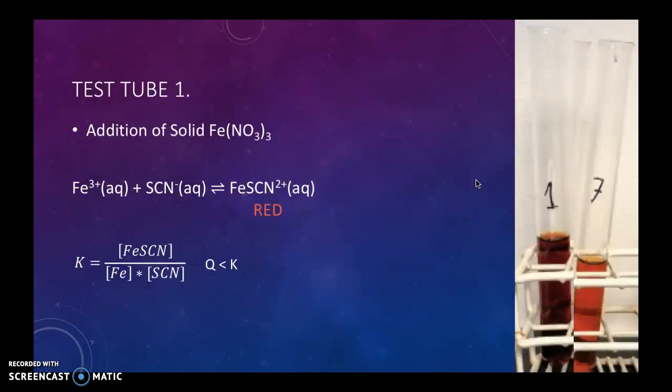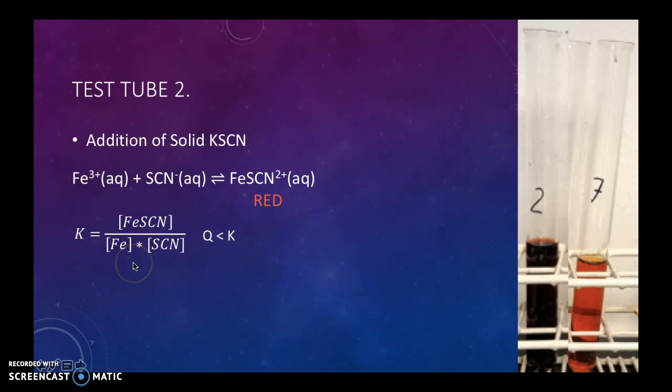Test tube 1. In test tube 1 we added solid iron nitrate. So the stress here is adding more iron-free ions. This reaction now shifts to the right to decrease the concentration of iron-free ions that we just increased. So it will produce more of the red product. If you look at the picture, you can see that it becomes a darker red because more of the red product has been formed.